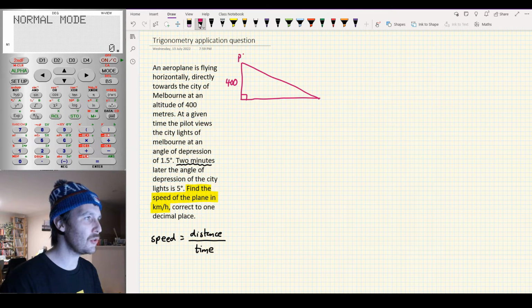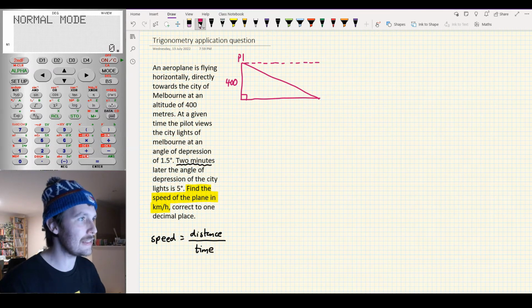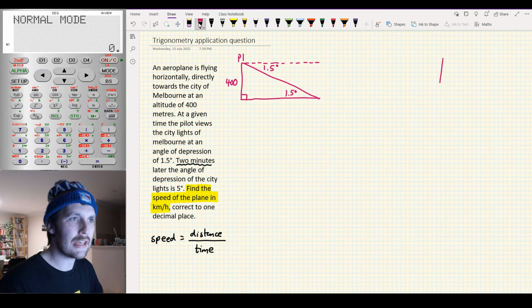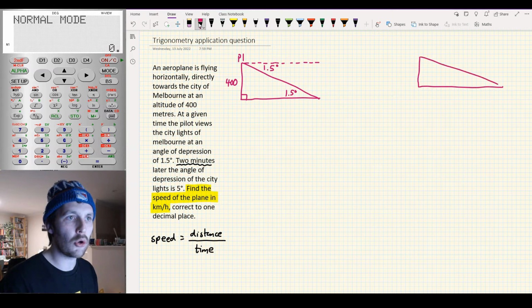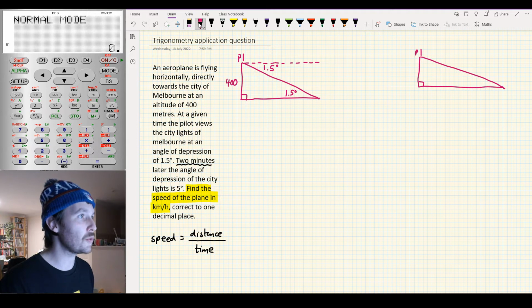And at position 1, so at a particular time, I'll just call that position 1, the angle of depression between the plane and the city is 1.5 degrees. Using what I know about alternate angles, that makes this angle 1.5 degrees. I'm just going to sketch that on the right-hand side here for reasons that will perhaps become clear in a moment. So that magenta triangle gives us position 1.